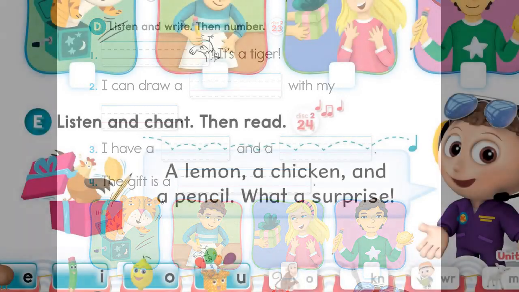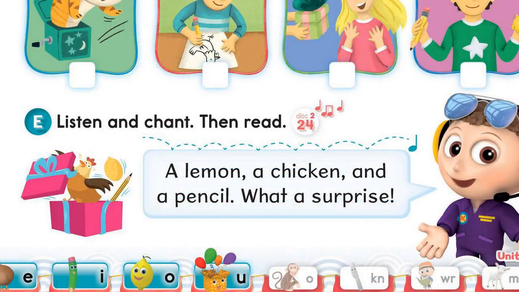Page 55. E. Listen and chant, then read. Lemon, chicken, pencil, surprise. Lemon, chicken. Pencil, surprise.